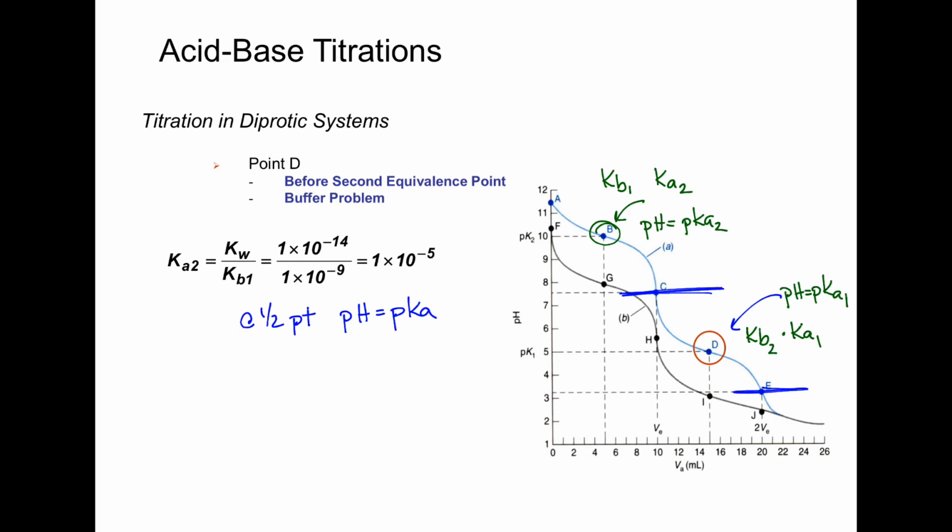Now that definitely gives us a little bit of a shortcut here. So this is going to be pKa1. Ka1 is 1 times 10 to the negative 5th. If we take the negative log of both sides, we would get 5. So the pKa1 is 5, the pH is 5. All right, so done and done.